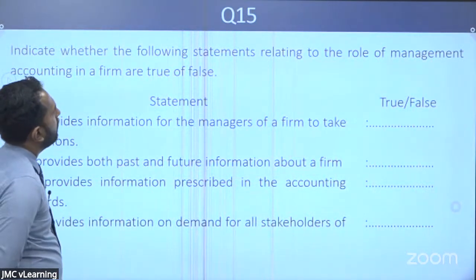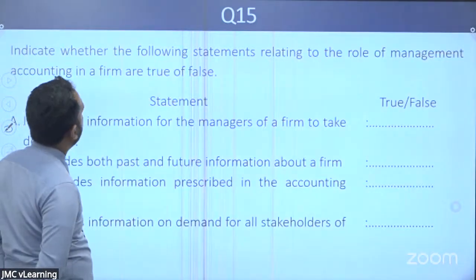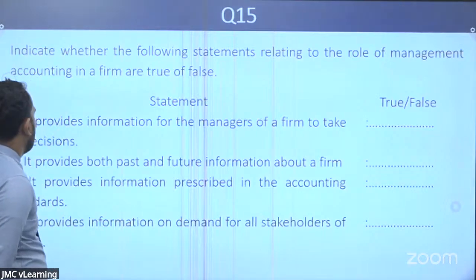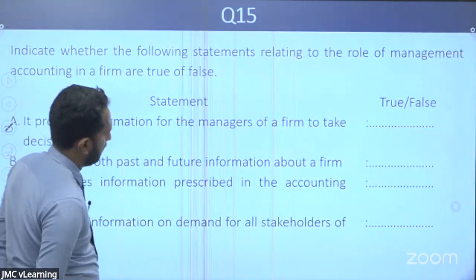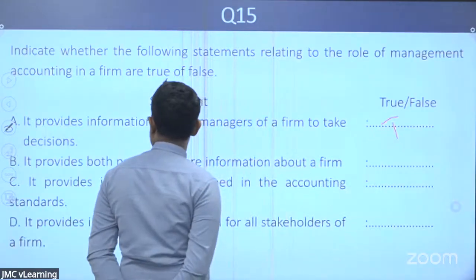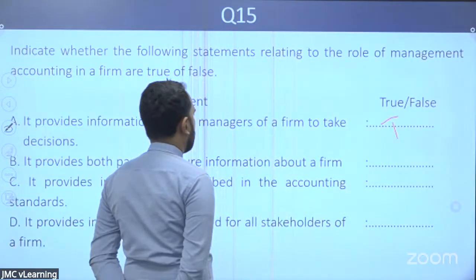Indicate whether the following statements related to the role of management accounting of a firm are true or false. It provides information to the managers. Yes, true. It provides both past and future information. True.